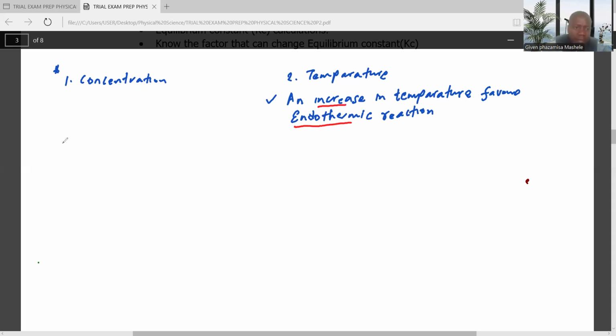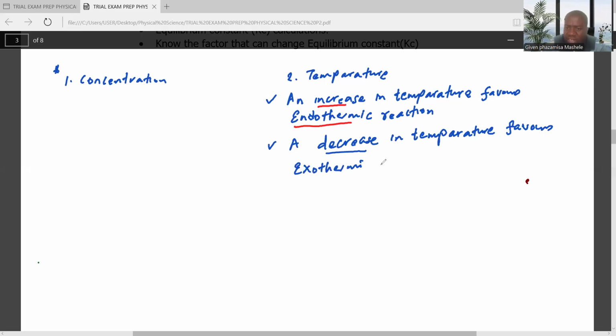Then again, number 2, a decrease in temperature favors the exothermic reaction, according to Le Chatelier's principle. So this is the first thing that you must write when you are asked to use Le Chatelier's principle. When there is an increase in temperature, you must always favor endo. Decrease, you favor exo. Very important. That is according to Le Chatelier's principle.